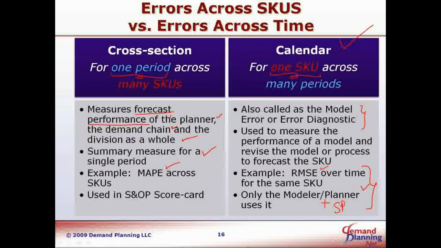The general manager doesn't worry what your model error is for a SKU. He's not worried about model quality. He's worried about an accurate forecast at the end of the period. He doesn't care what model he uses, and it's not a measure of his performance. The president of the company doesn't care about this. So the only person that cares about this is the modeler or planner, with one selfish objective: to improve the quality of the model, to improve the resulting forecast.